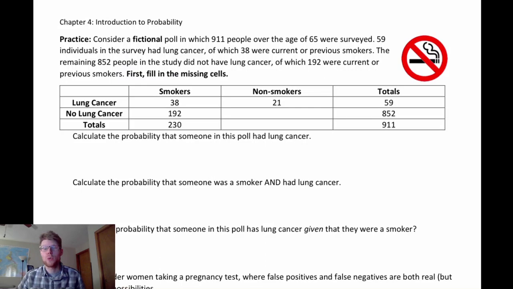In this video, we're just going to do some probability practice. So I'm just going to work through these two problems on this particular page.